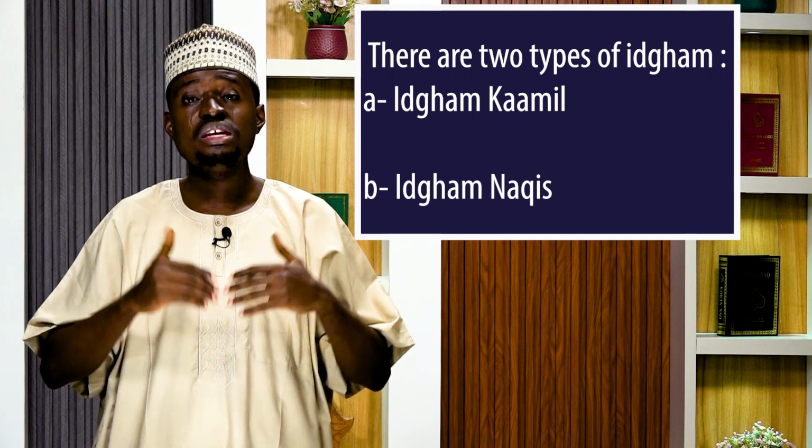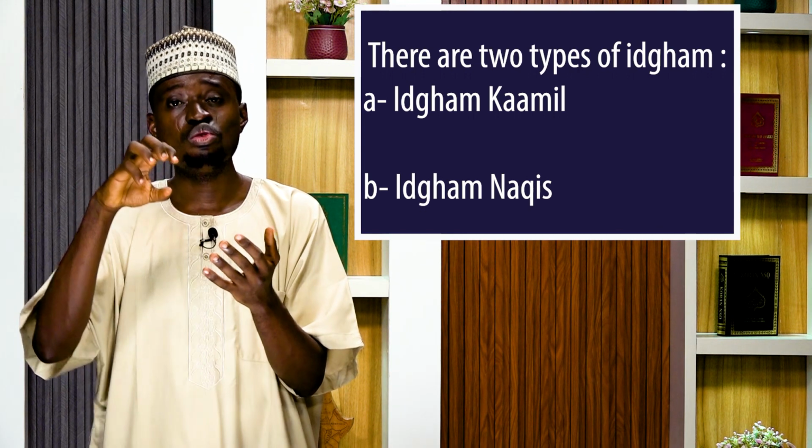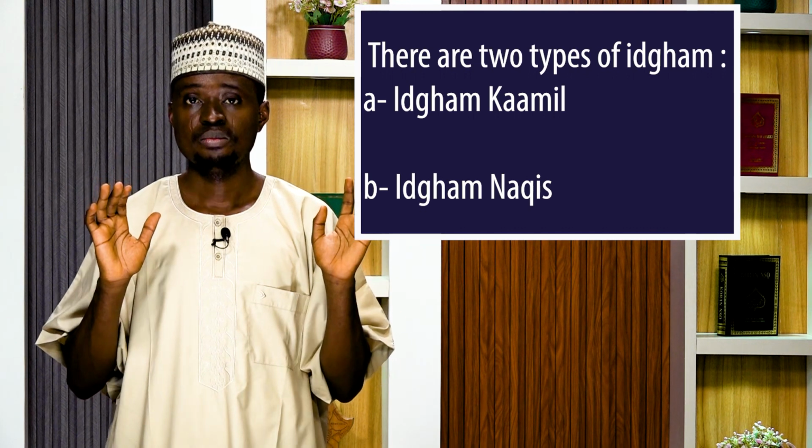When we say we are observing idgham kamil, that is a complete idgham, it means that the properties of the nun sākinah are completely immersed in the next letter that comes after it. You will not feel any of the properties at all again. Anybody listening to you may assume that there is not even a nun sākinah in that portion you are reciting. That's idgham kamil. But in the case of idgham naqis, some of the properties will still be retained. Anybody listening will still be able to know, okay, it seems there is a nun sākinah here. So that is the difference between the 2.